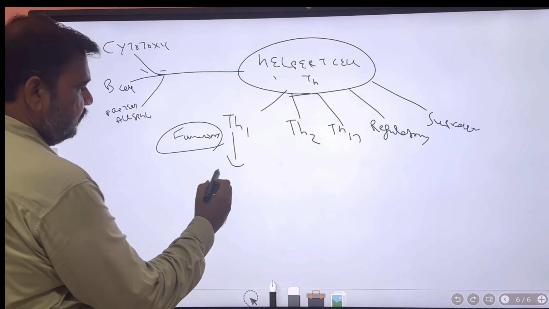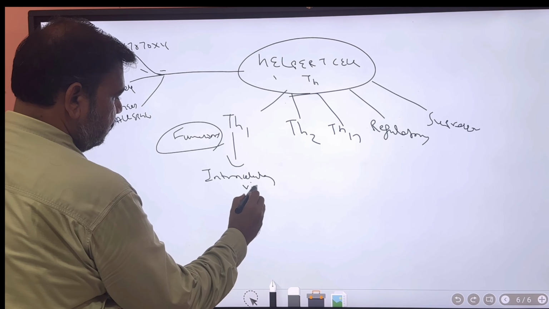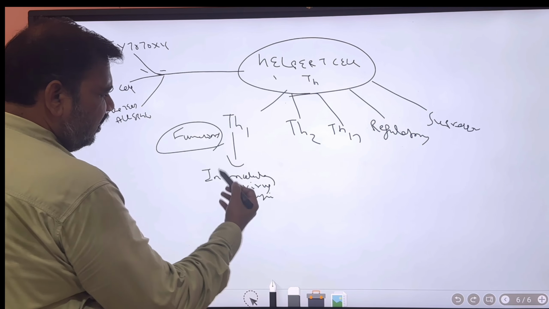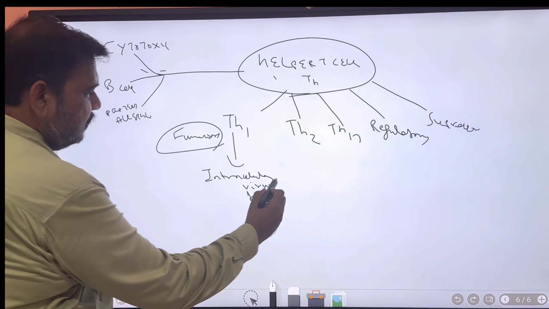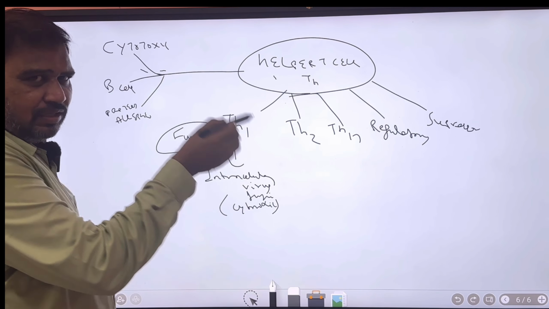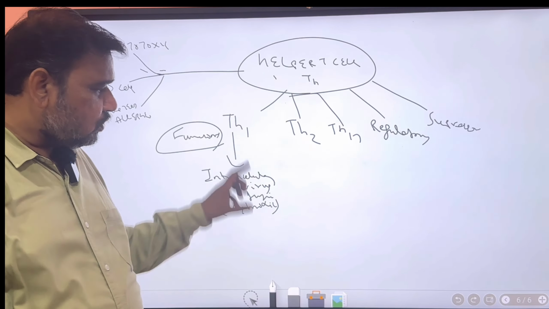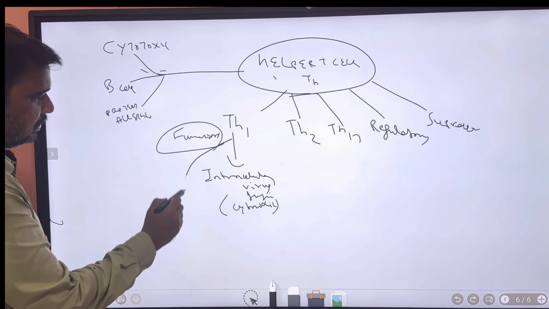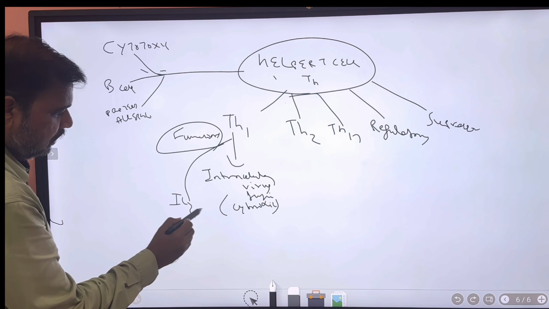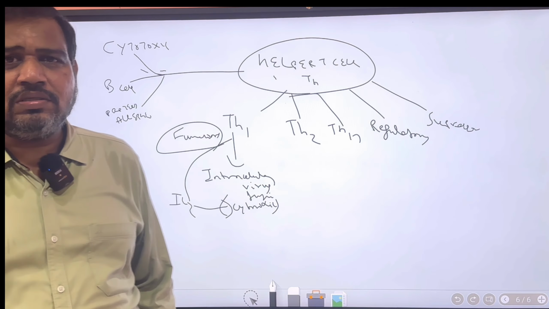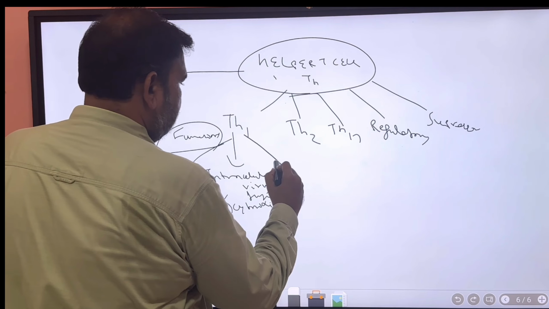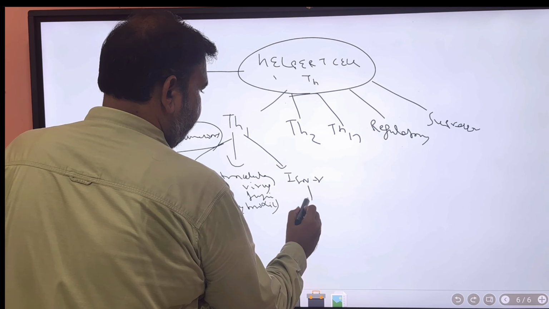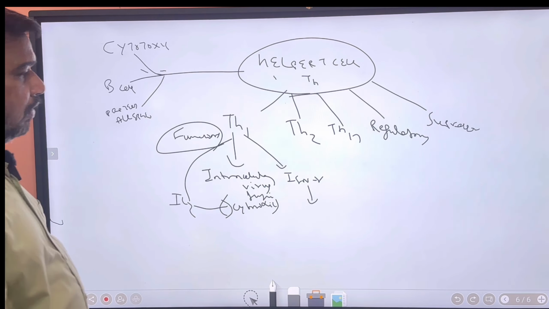Th1 is mainly for intracellular pathogens, virus, fungi, or almost like Th1 is going to help cytotoxic T cell. Th1 is one type of helper T cell which is going to help cytotoxic T cell, and it is secreting interleukin 2, and this interleukin 2 is helping cytotoxic T cell. And apart from that, Th1 is also secreting interferon gamma, and interferon gamma helps macrophage.